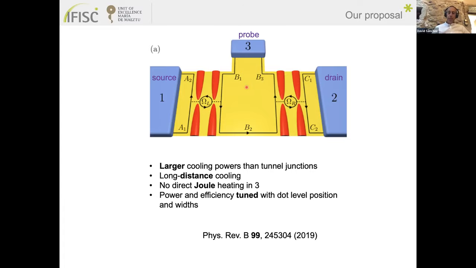Another important aspect of this proposal is that there is no direct Joule heating in terminal three, and this is quite appealing because usually this kind of dissipation degrades the performance of any kind of working operation that you could imagine with these mesoscopic devices. And of course, this is a thermoelectric device, okay? And with a thermoelectric device, you need some energy-dependent transmission, okay?